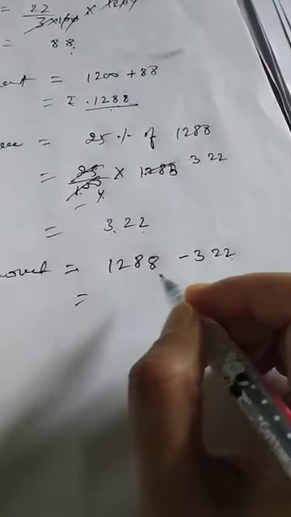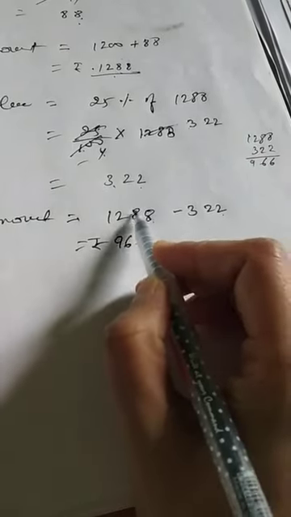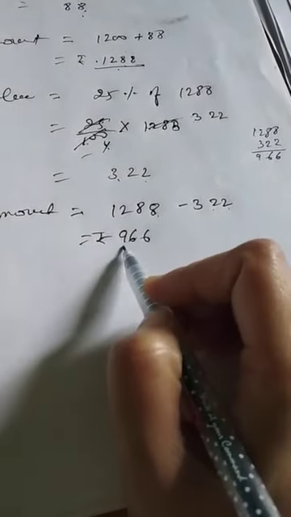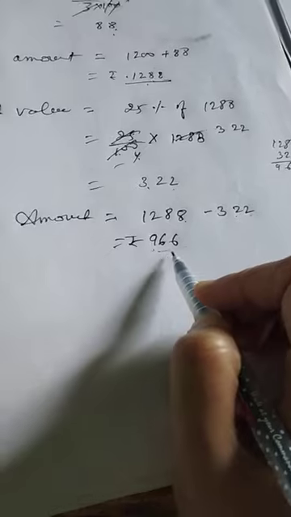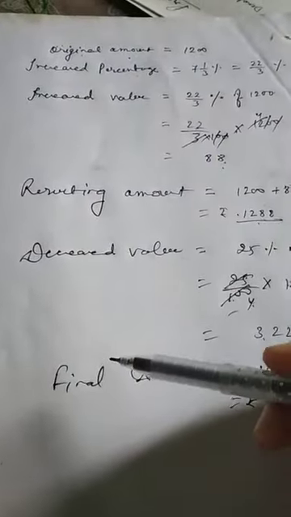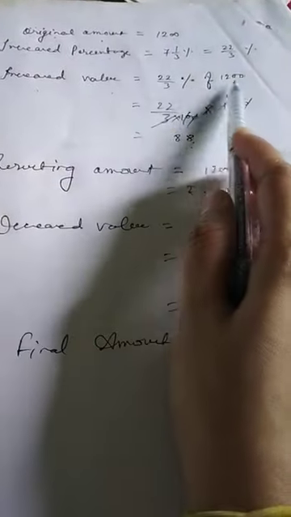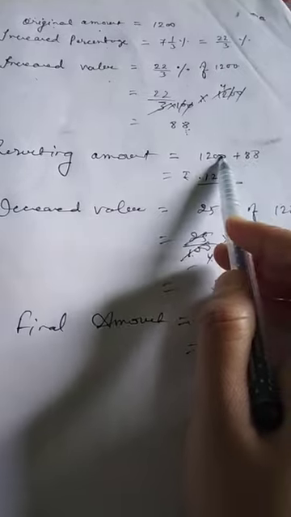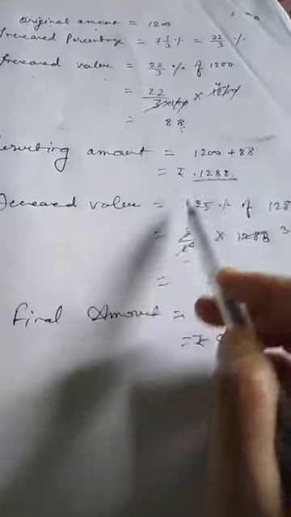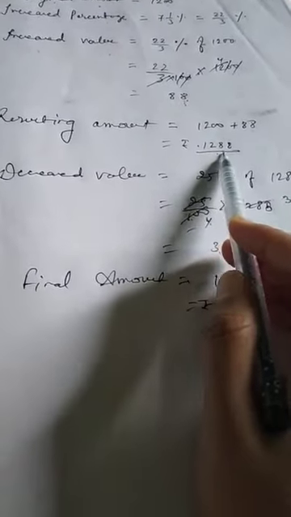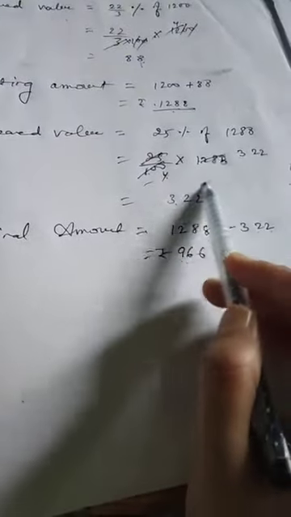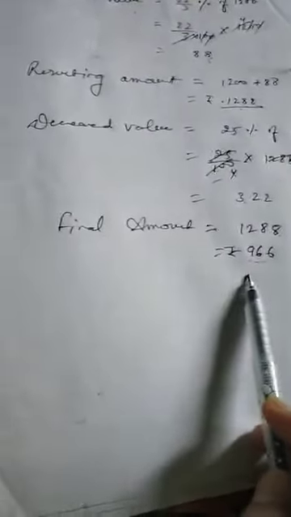So 8 minus 2 will be equal to 6, and then 8 minus 2 is 6, 12 minus 3 is 9. 966 is its answer. Got it? Step by step you have to do it. The increased value we will find first, because this much percentage was increased. After that we will add, because this is the increased value. Now the resulting is this. After that 25% decrease, so we will subtract it.